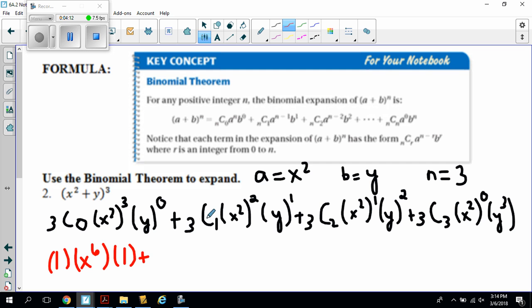Now we do plus 3 choose 1. That should give us 3. And we multiply it. Here we have x squared to the second power. That gives us x to the 4th. And then y to the 1st.